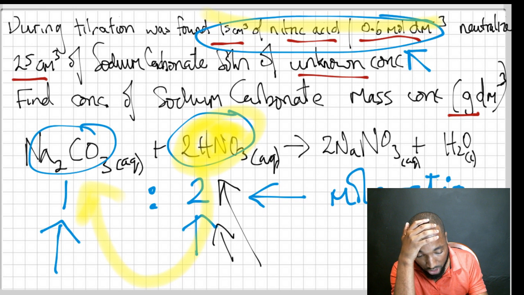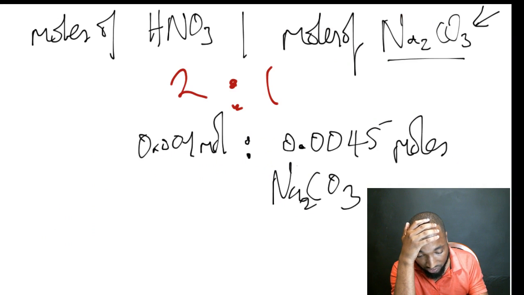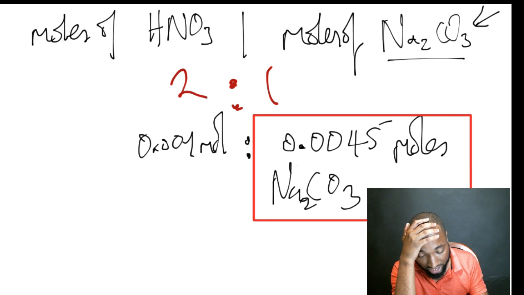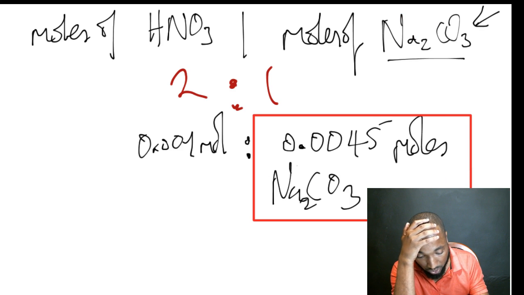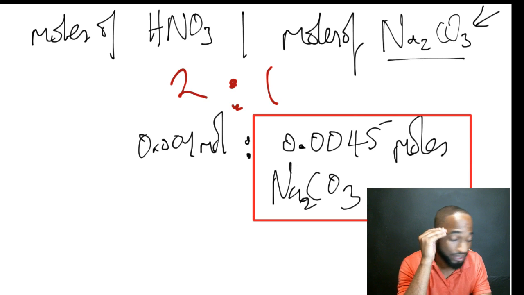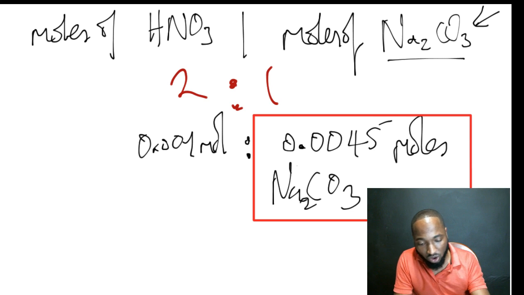So we're breaking down some barriers here. We just found out how many moles of Na2CO3 after finding out the moles of HNO3, nitric acid. We use that information to find out the moles of the carbonate, sodium carbonate. Now all we need to do is change that moles to grams.